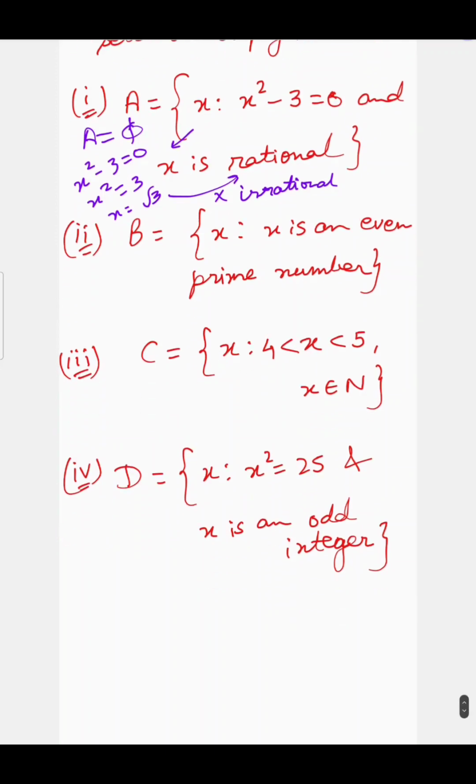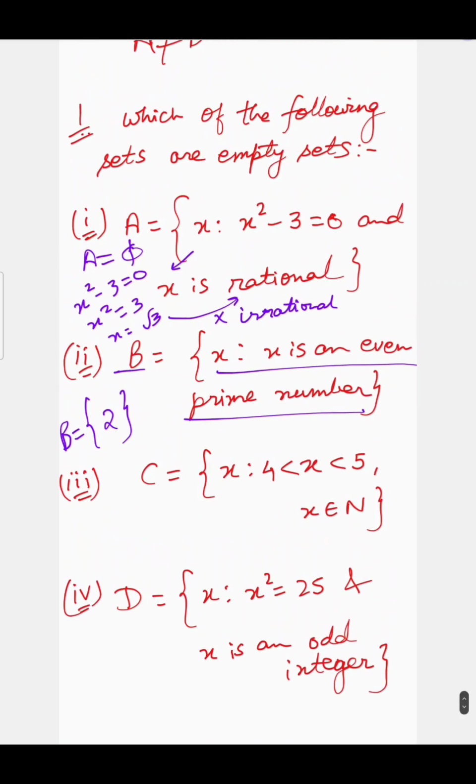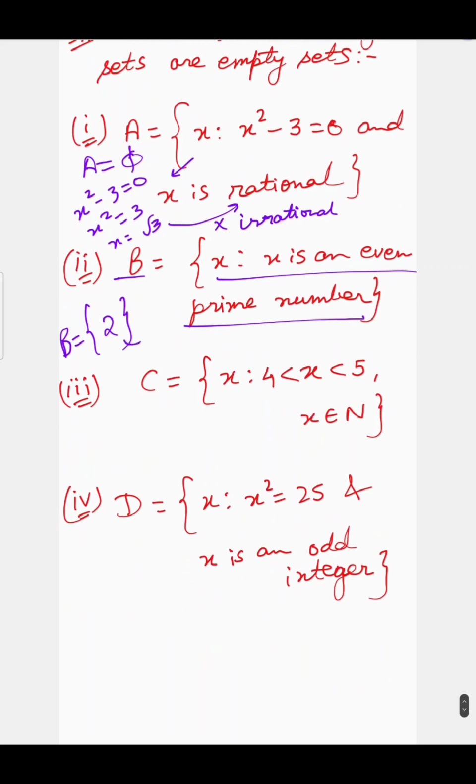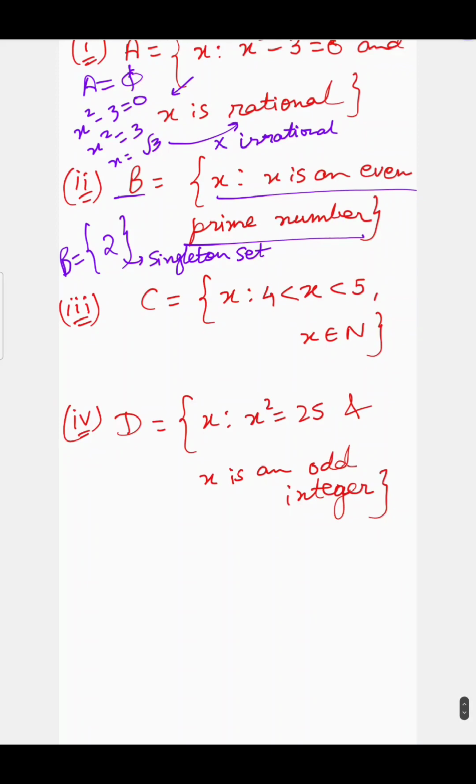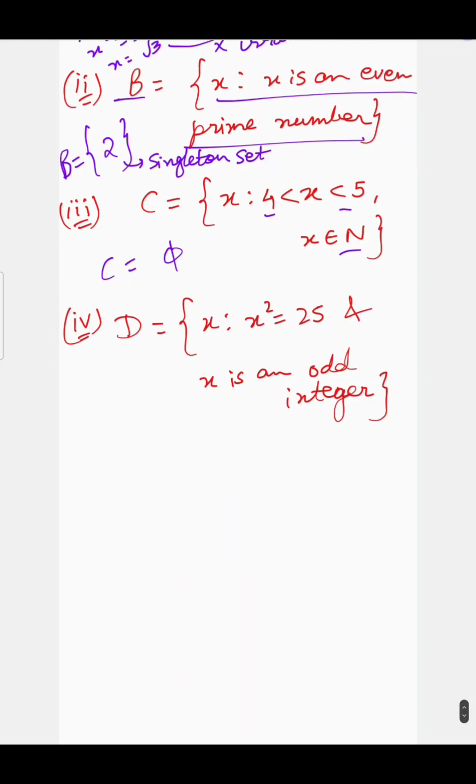Next, B, x is an even prime number. Yes, there is an even prime number, right? 2. So B is equal to {2}. It is not an empty set. It is a singleton set. Next, C, 4 to 5, a natural number. No, so C is empty.